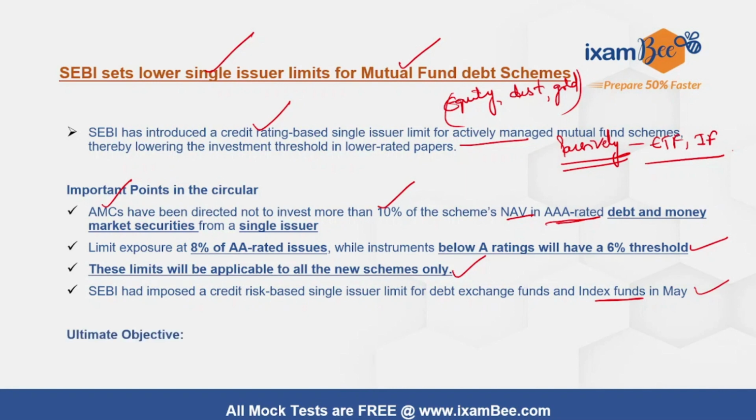So what is the ultimate objective behind this? It is basically to manage liquidity related issues, because lower rated papers don't have much liquidity, and fund managers can no longer go beyond the prescribed limits in lower rated papers, thus helping investors to reduce the risk.